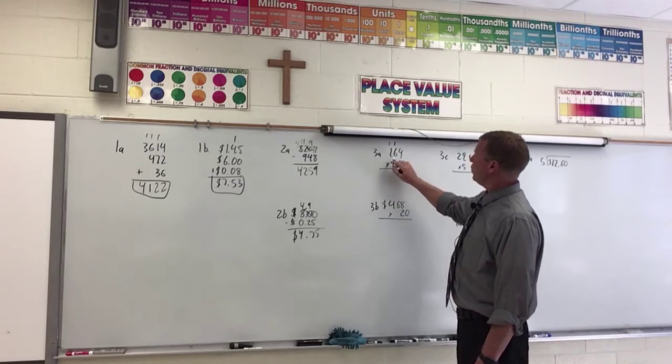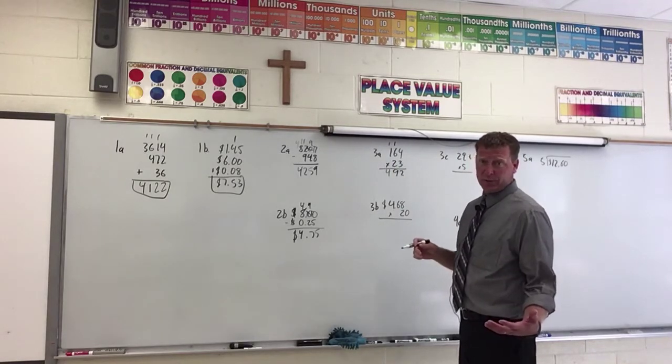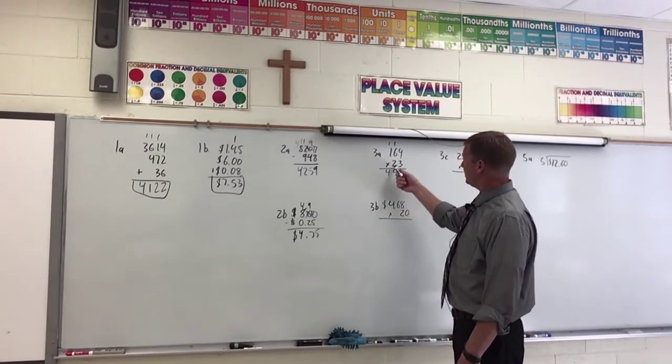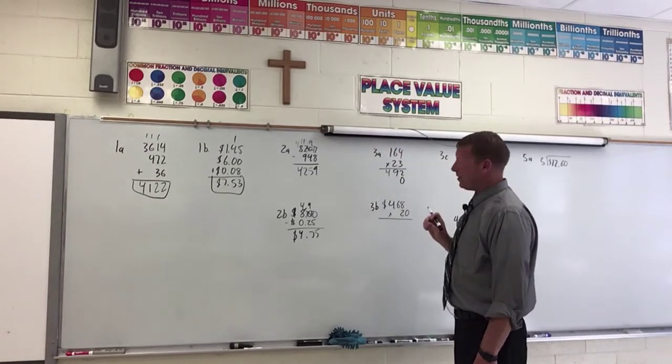3 times 1 is 3, plus 1 is 4. Now I'm working into the tens position. So to get to the tens position, I have to put a 0 as a placeholder. I erase these things so they're not in my way and confused.